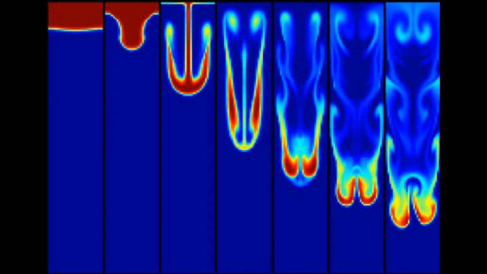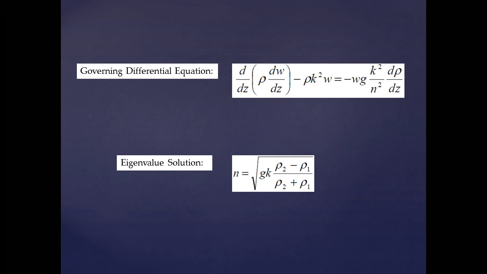Despite the importance of the Rayleigh-Taylor instability, it is not usually included in undergraduate courses because it requires rigorous mathematics or numerical methods to determine its solutions. However, this is the governing differential equation of our problem, where the interface between the two densities is on the z-axis, rho is the density of the fluid, w is the velocity, g is the gravitational acceleration, k is the wave number, and n is the eigenvalue.